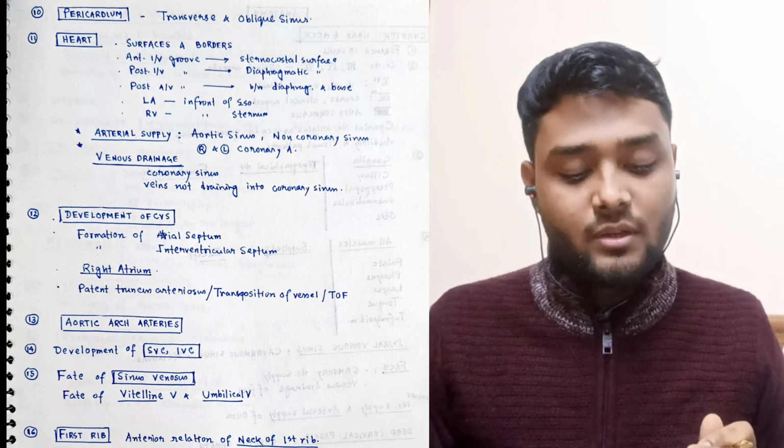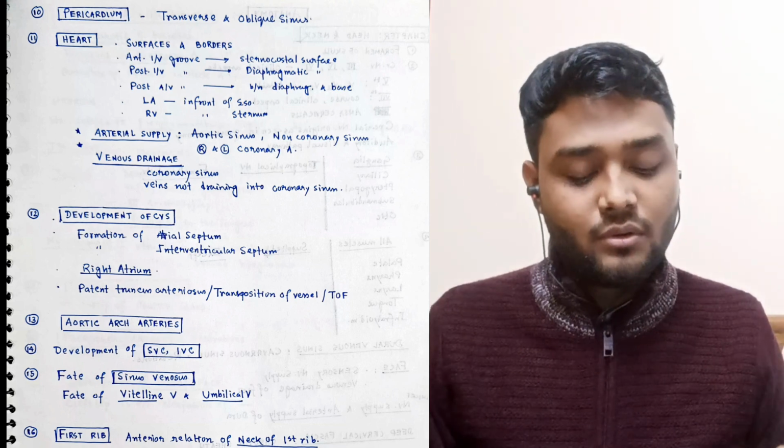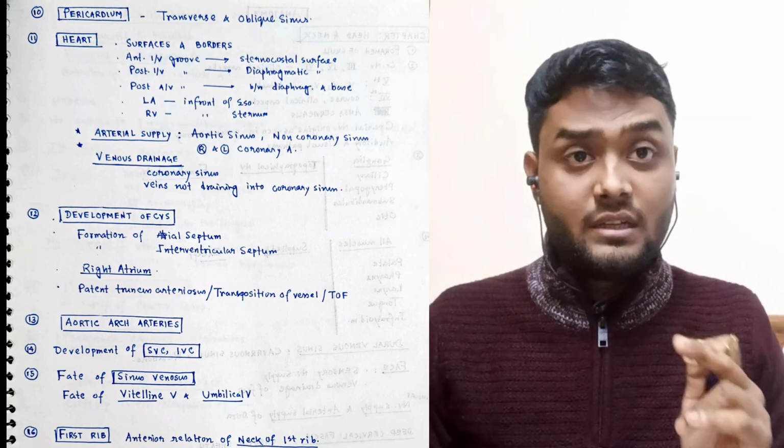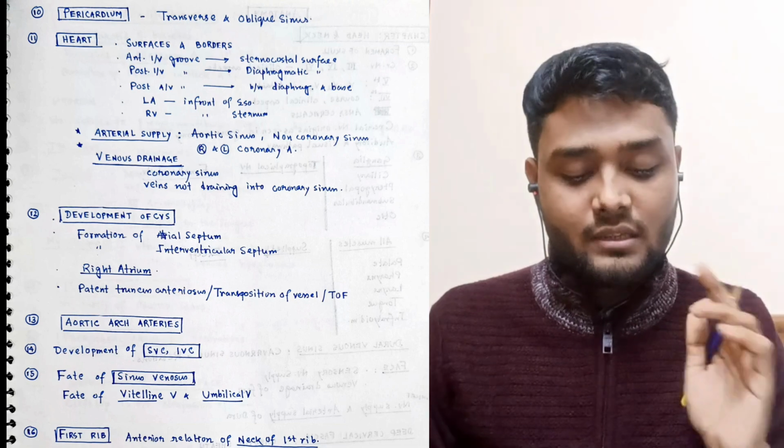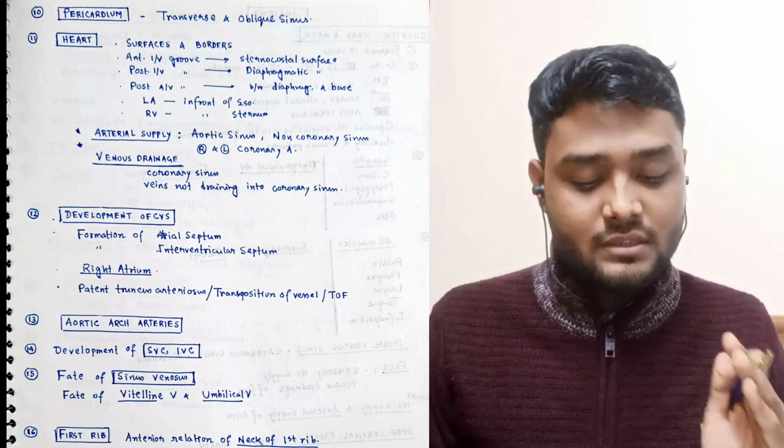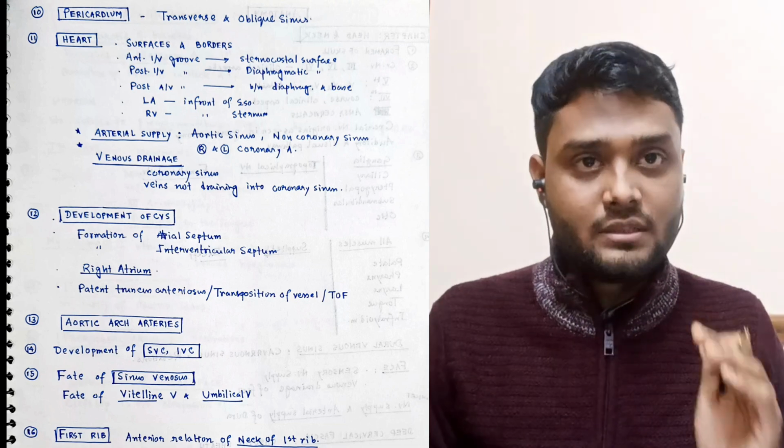Then arterial supply of the heart. What is the aortic sinus? What is the non-coronary sinus? And read in detail the right and left coronary arteries and their branches. Venous drainage of the heart: the coronary sinus and veins not draining into the coronary sinus.